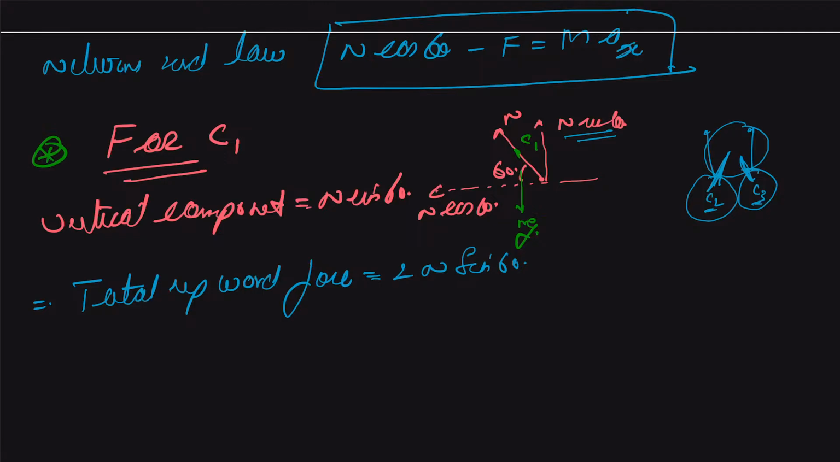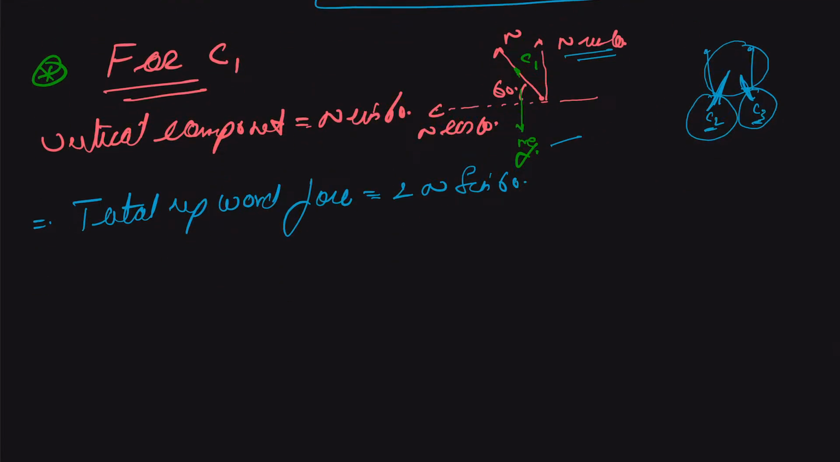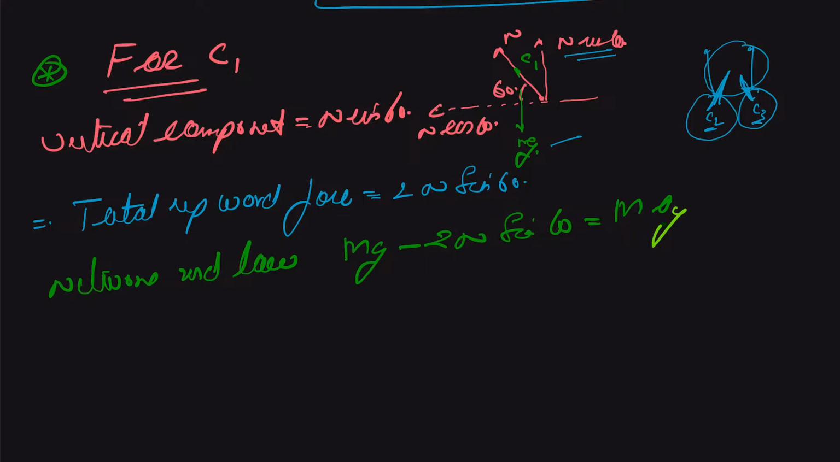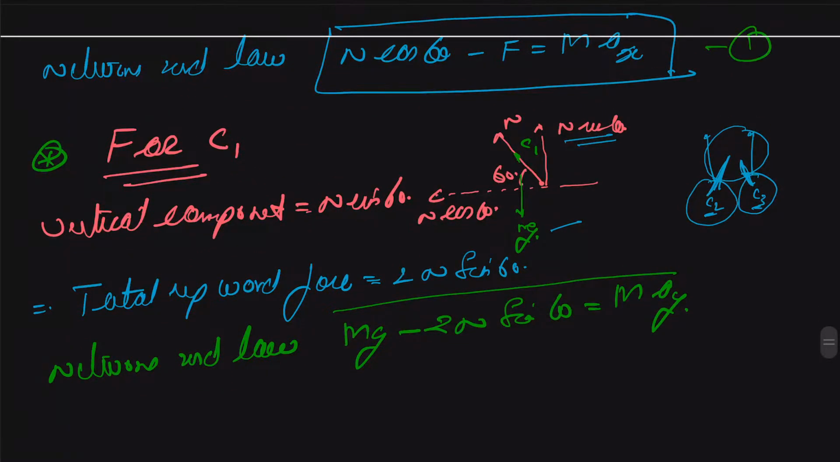So this is the total upward force, and the weight acting in the downward direction will be our mg, that is of C1. So by Newton's second law we can write that mg minus twice N sine 60 will be equal to m a of y. Let us call this our first equation, and this our second equation.